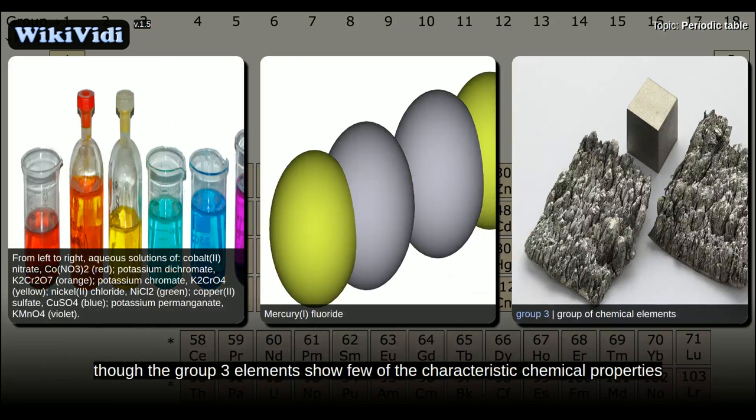However, though the group 3 elements show few of the characteristic chemical properties of the transition metals, they do show some of their characteristic physical properties.